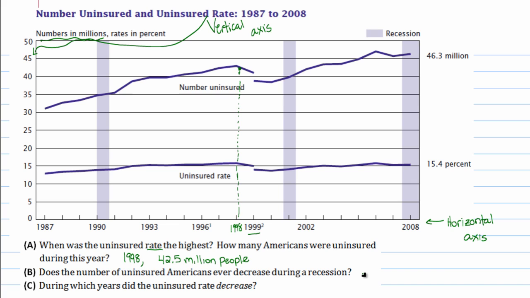Does the number of uninsured Americans ever decrease during a recession? Now, the stuff that's in purple is considered to be a recessionary period. So the question is, does the number of uninsured Americans, so the number would be the upper bar, ever decrease during a recession? Let's look at this first recession here, and I see the number of Americans uninsured is increasing. Second recession, it's increasing. Third recession, it's even increasing slightly. So does the number ever decrease? Nope. It's always increasing during a recession.